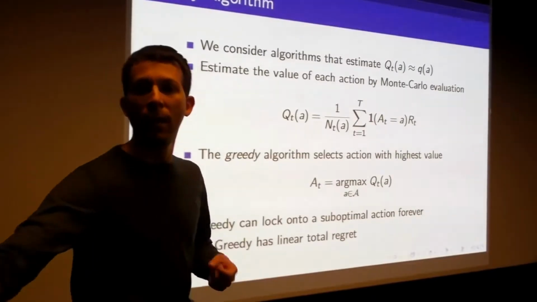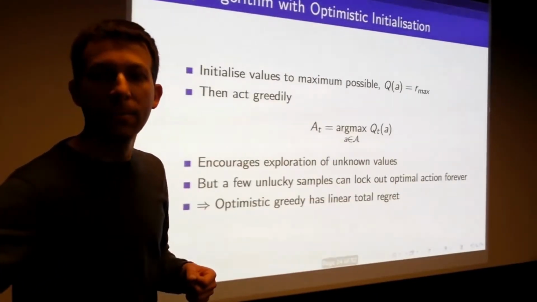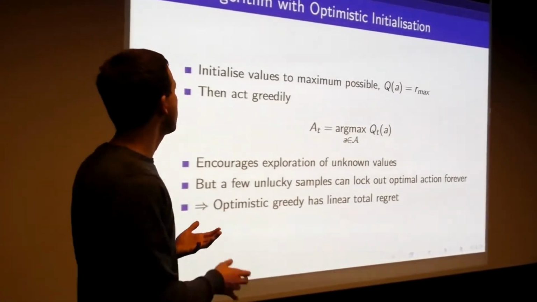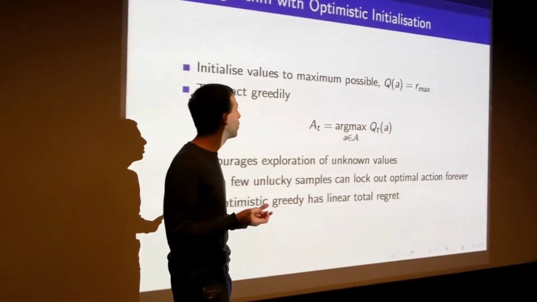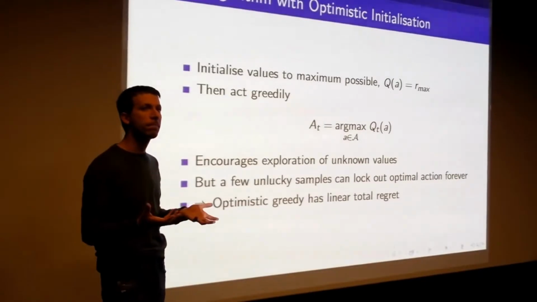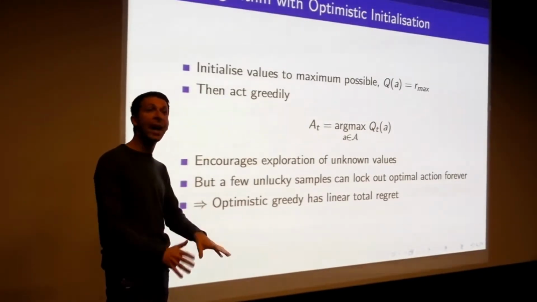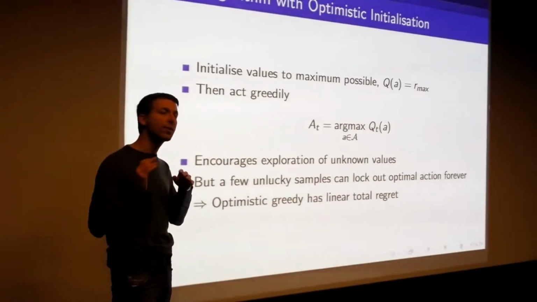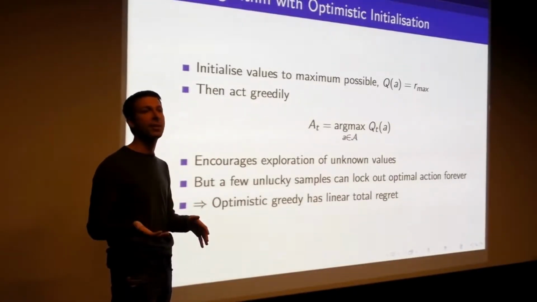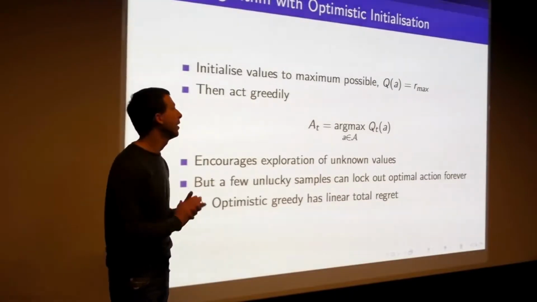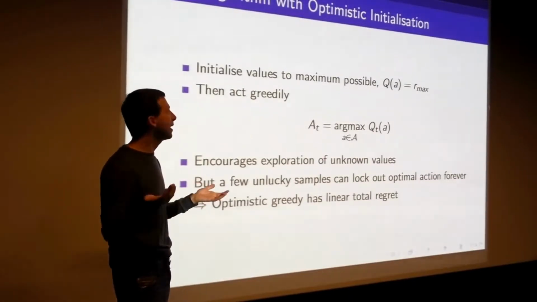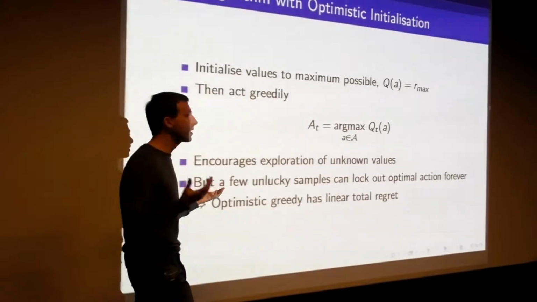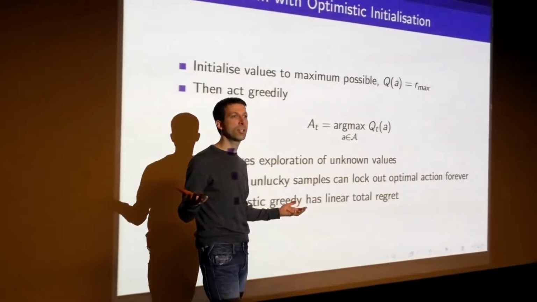Okay? So what happens if we try and be clever? So the first idea to be clever is to use optimistic initialization. This is a really well-known algorithm, and actually this is a really good idea. So I don't want to give the impression this is a bad idea. This works quite well in practice. There are lots of applications where it's quite hard to beat this. And the idea is just to initialize the values to their maximum possible. So we start off by assuming the best about all of our actions.